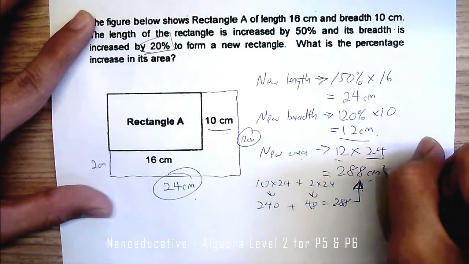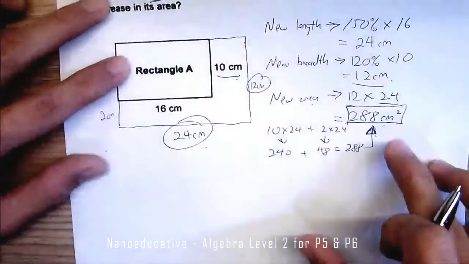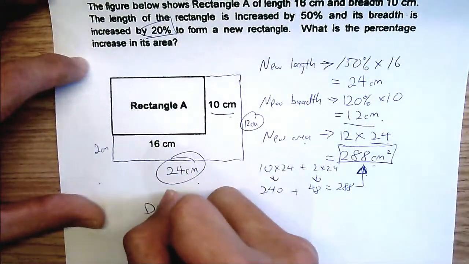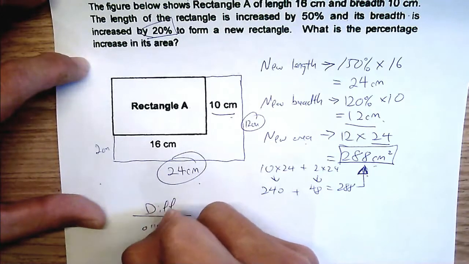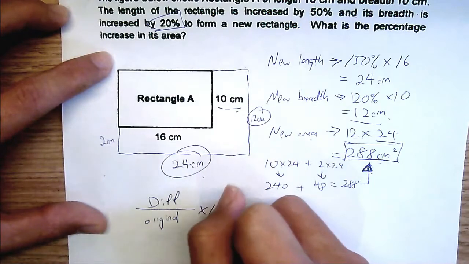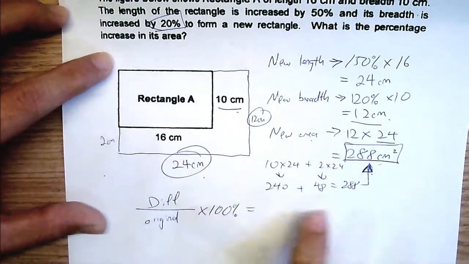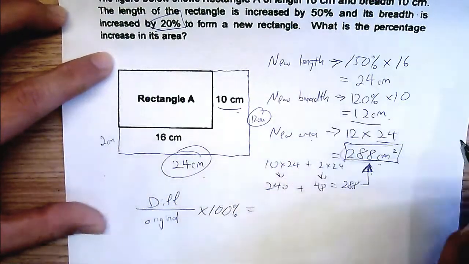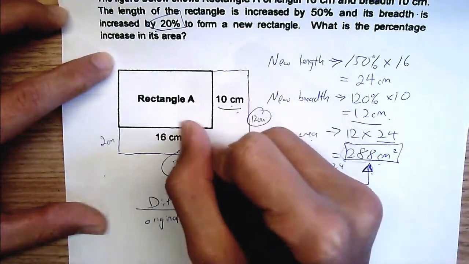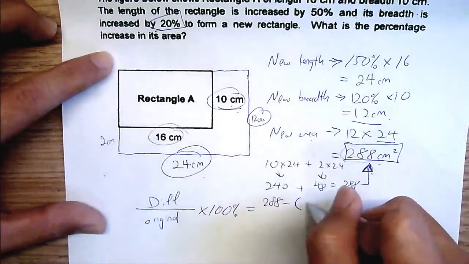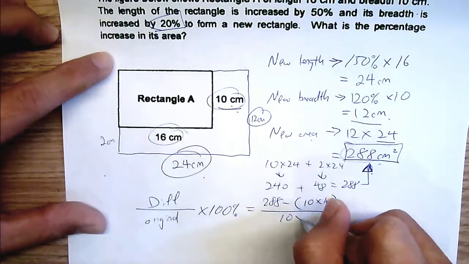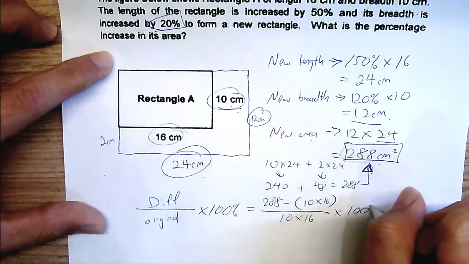So now this is the new area, right? 288. We have to find the difference first. Because in order to find the percentage increase, we have to find the difference over the original, which I told you many times last time. So it's difference divided by original multiplied by 100%. What's the difference? The difference is the big one minus the original small one. So it's 288 minus the original. The original is 10 multiplied by 16, because these are the original breadth and length, right? So 10 multiplied by 16 over the original, which is 10 multiplied by 16, and multiplied by 100%.